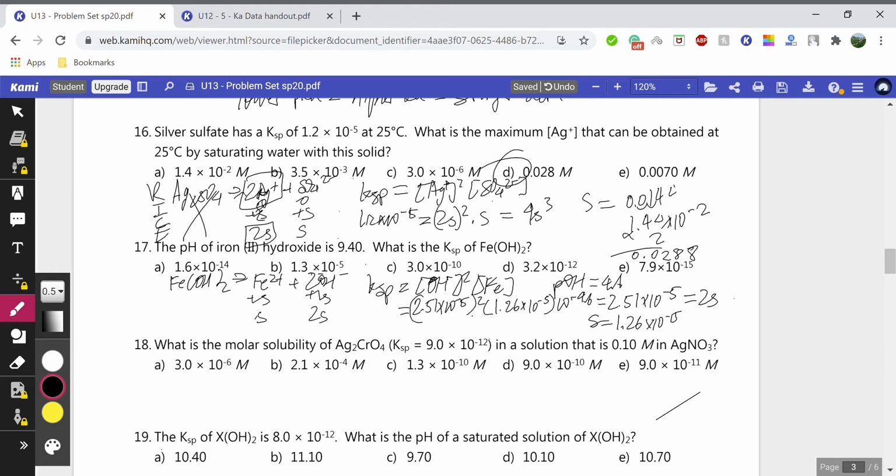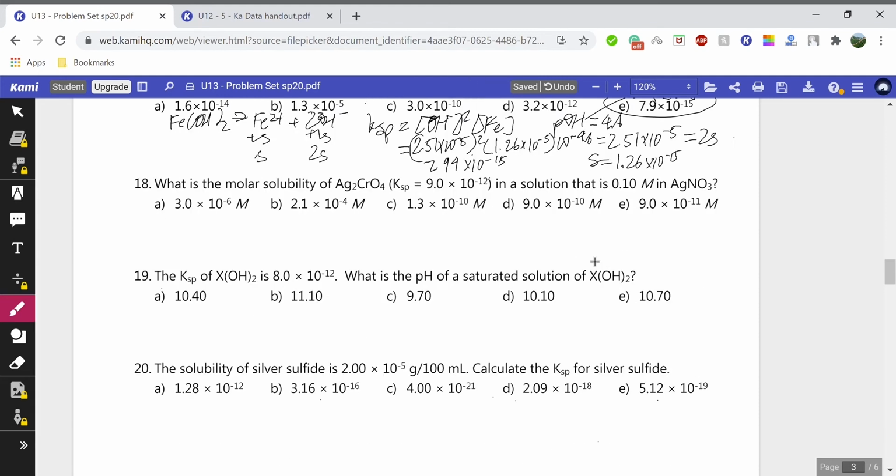So our Ksp will be equal to 2.51 e to the negative fifth power squared, which is our OH minus squared, times our Fe, which is 1.26 e to the negative fifth. And that will give you an answer of 7.94 times 10 to the negative 15th. 7.94 times 10 to the negative 15th is answer choice E.